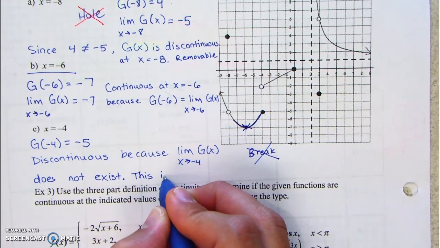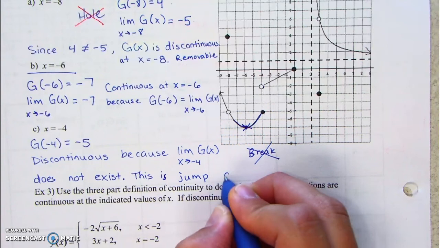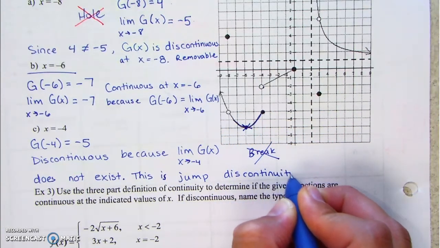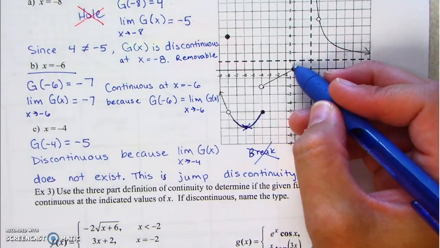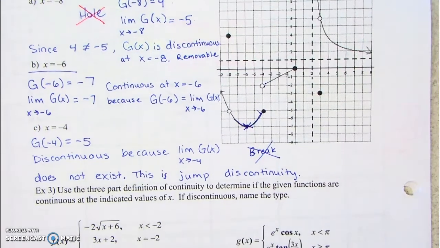This is a jump discontinuity. Why is it a jump? Well, you can see, if you were writing this function, you'd have to jump to get to that piece. Okay?